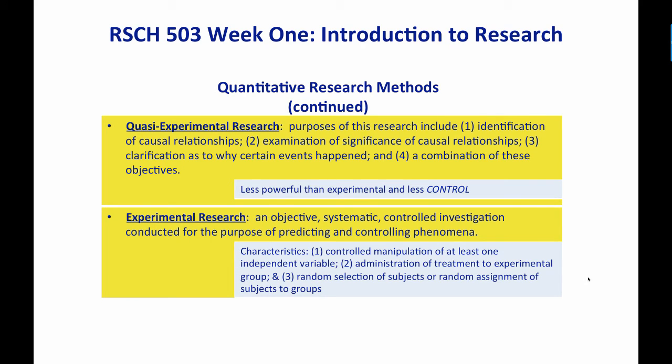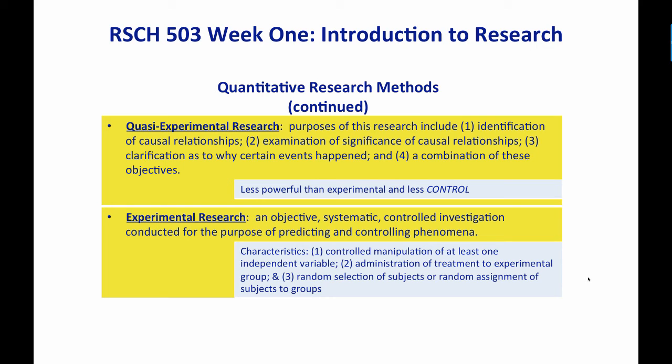The third quantitative research method is quasi-experimental. Such research may be conducted to identify causal relationships, or to explore the significance of causal relationships, or to clarify why certain events happen, or a combination of these purposes. Quasi-experimental design has less control than experimental design.